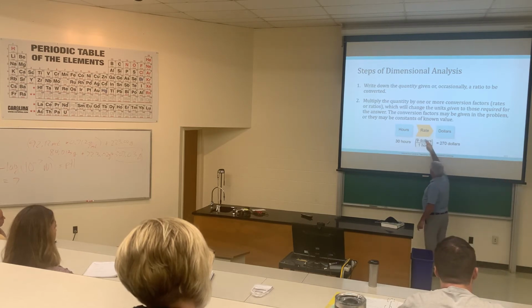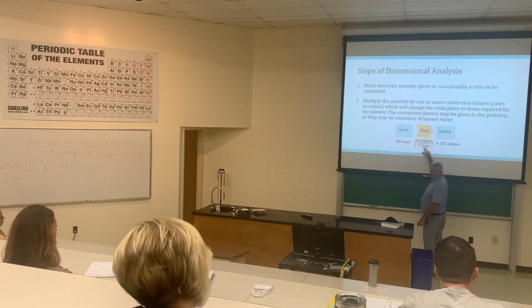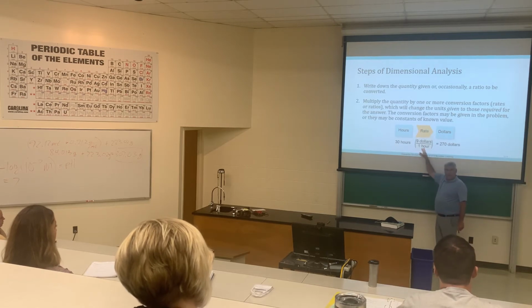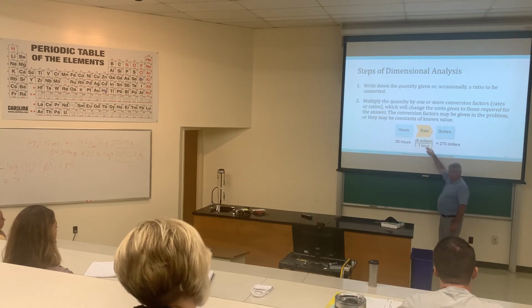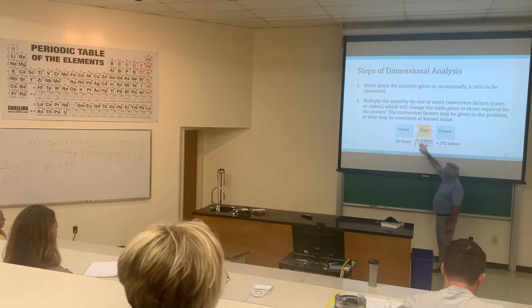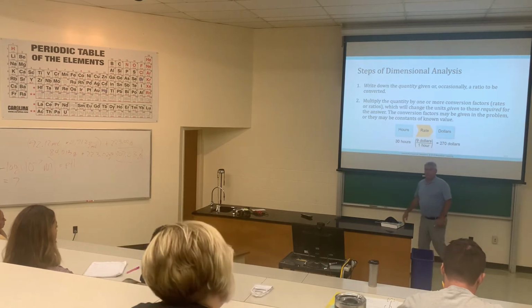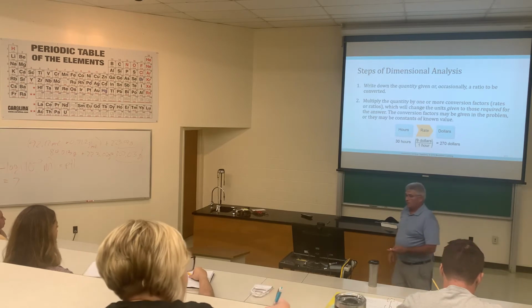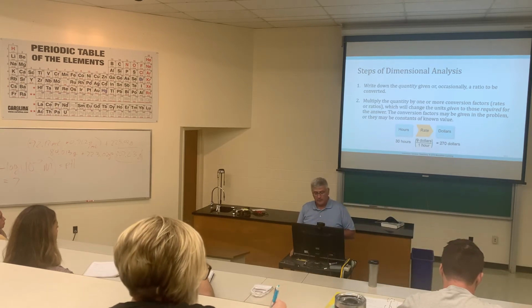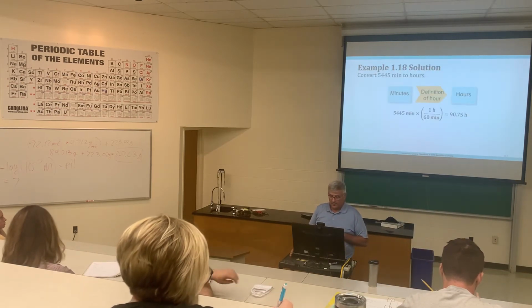This gave us that $9 equals 1 hour of work. I divided both sides by 1 hour. That gave me the conversion factor of $9 per 1 hour. And so my hours canceled and I end up with $270. So we do this so much in chemistry, it's scary.